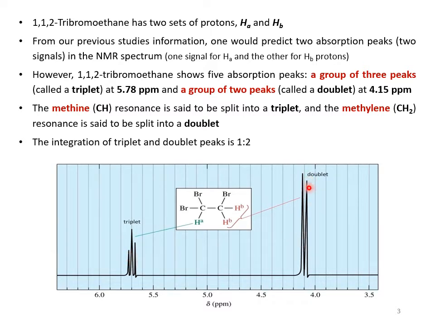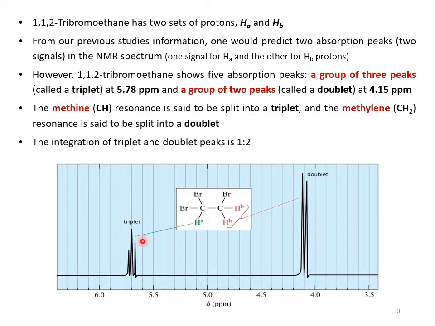These lines that you are seeing are called absorption peaks or signals. One group has 3 peaks at 5.78 ppm, which is designated for this methine proton, and the other signal has two absorption peaks at 4.15 ppm, which is for these methylene protons.